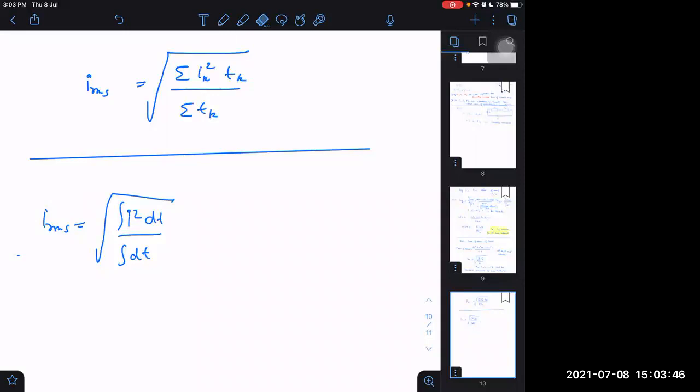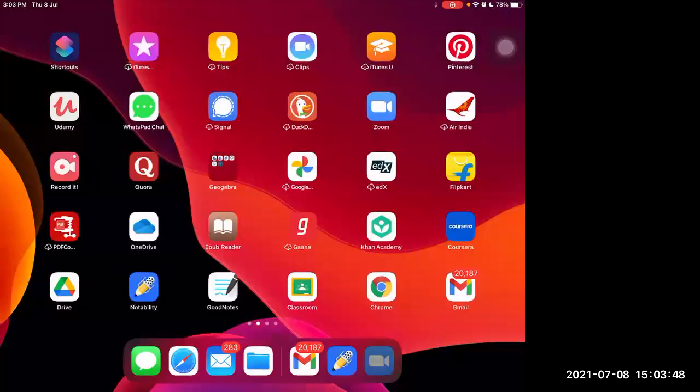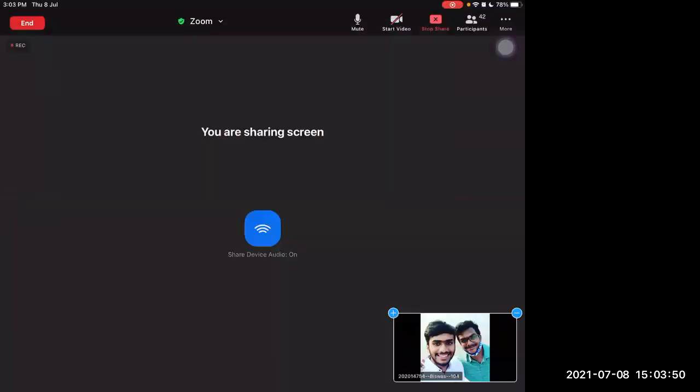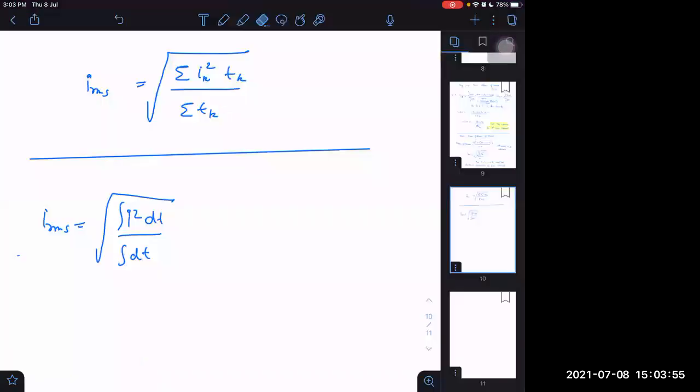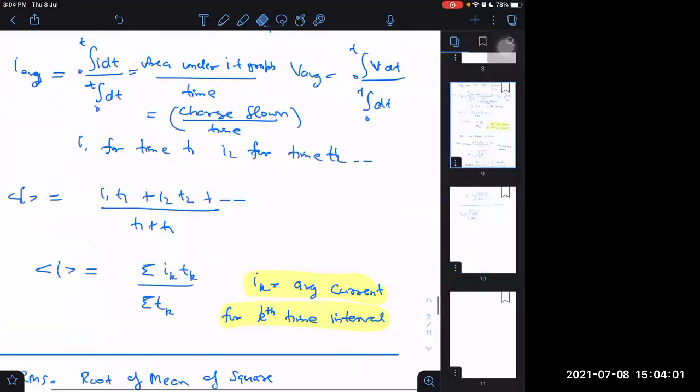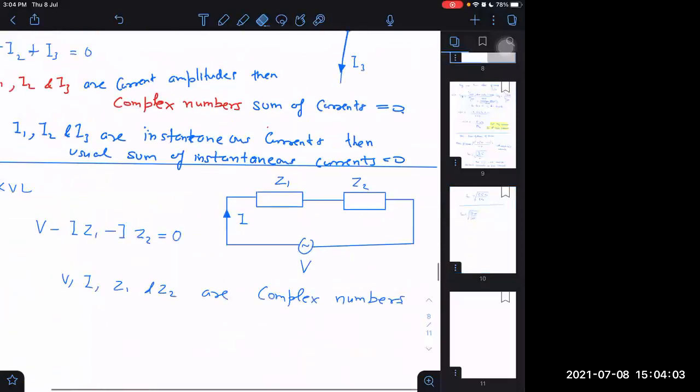Okay, sir. Yes, ask it out, and then we will end it. Sir, is there a chance for complex impedance to become 0? What complex impedance? Complex impedance 0, sir. Is there any chance?